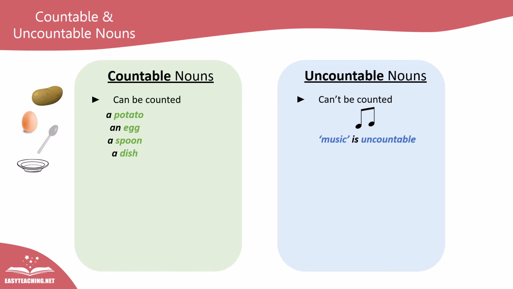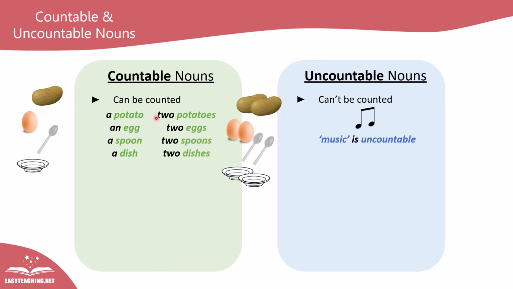Countable nouns have a plural form. The plural form is usually formed by adding s or es to the end of the word. For example, 2 potatoes, 2 eggs, 2 spoons, 2 dishes.